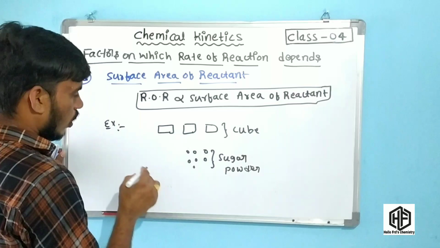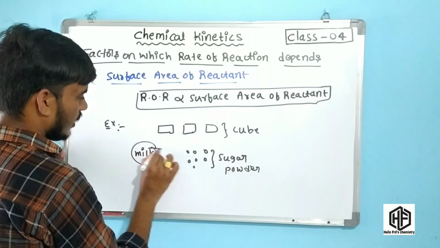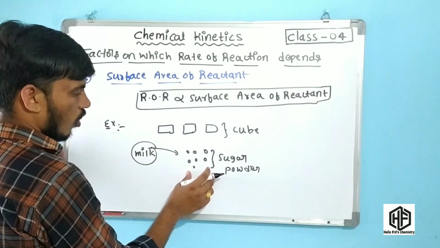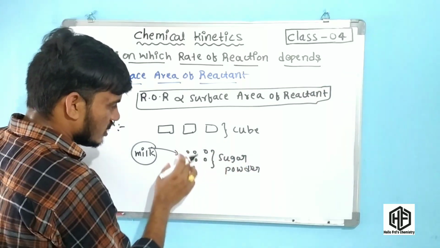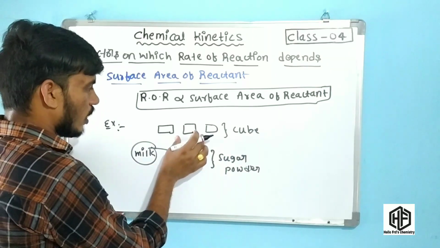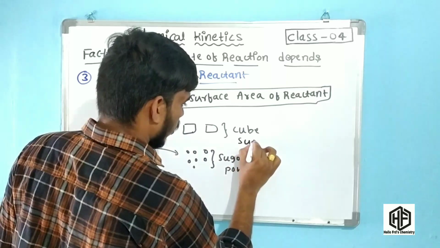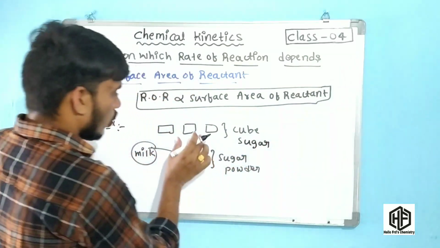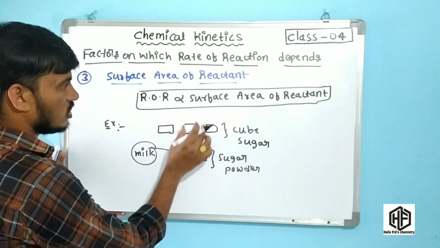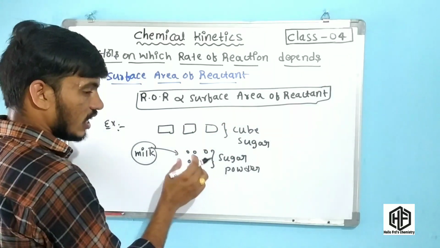For example, now we have to consider milk, friends. If this milk is reacted with sugar molecules, the reaction is very high because of the very high surface area compared to the cube of the sugar molecule. This is the cube of the sugar molecules. Okay, friends, the cube of the sugar molecules has less surface area.